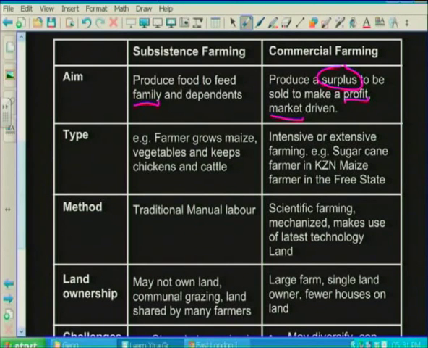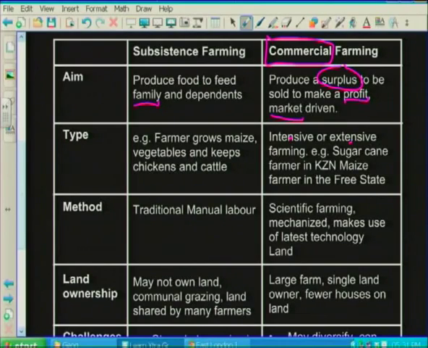The type of farming, this subsistence farming would be normally your farmer who grows maize or vegetables or keeps a couple of cattle and chicken or sheep on his farm. Whereas in a commercial context, it can be intensive or extensive in its origin, whether you're farming on a small scale or a large scale. And there I've given you some examples of sugarcane farming in KwaZulu-Natal or maize farming in the Free State. It can be done on an intensive or an extensive basis, but it is commercially orientated, so it's being done for money or the making of money as well.